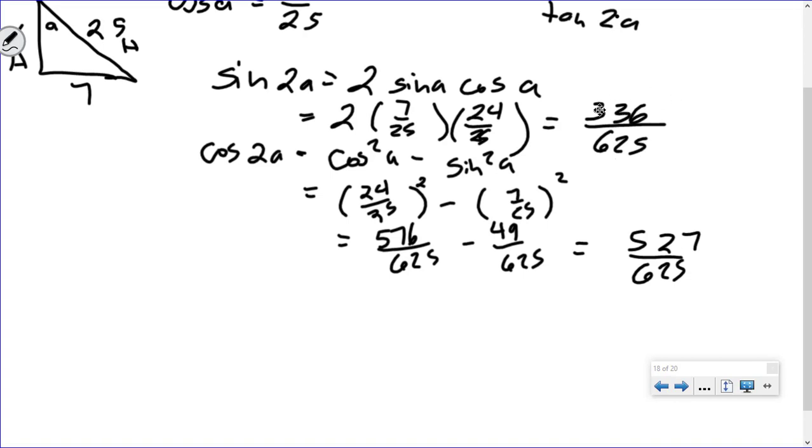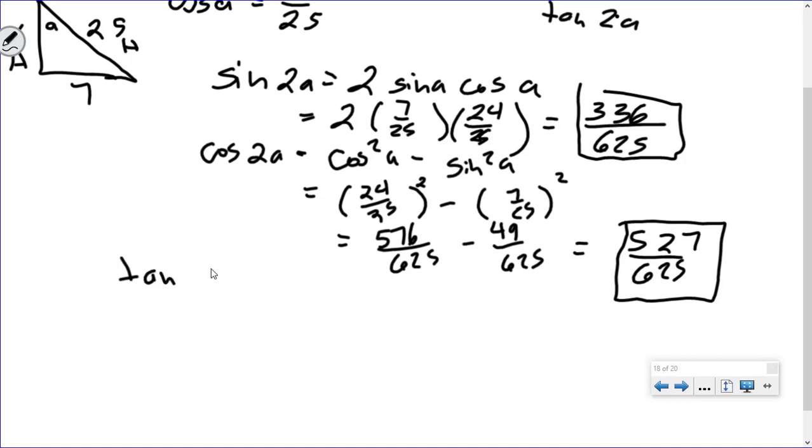Right, so here's my sine 2A up here. Here's my tan 2A down, or sorry, my cos 2A down there. And then to find tan 2A, there's two ways of doing this. There's recognizing that tan is sine over cos. So we could do sine 2A over cos 2A and then simplify it. Or recognizing that sine is opposite over hypotenuse, cosine is adjacent over hypotenuse, and tan is opposite over adjacent.